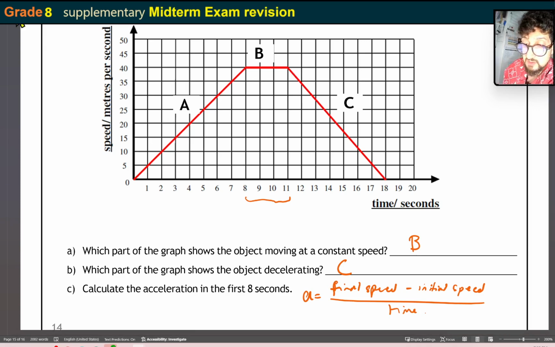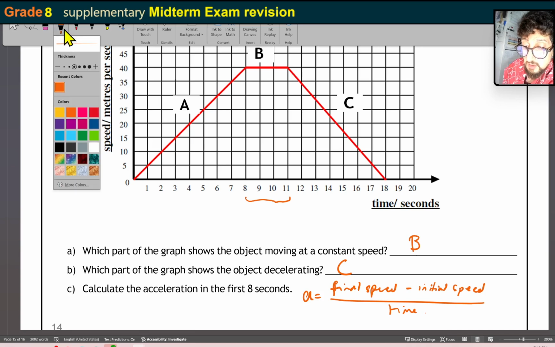I'm not sure about this orange. I think I'll change it. Let's go with dark blue.